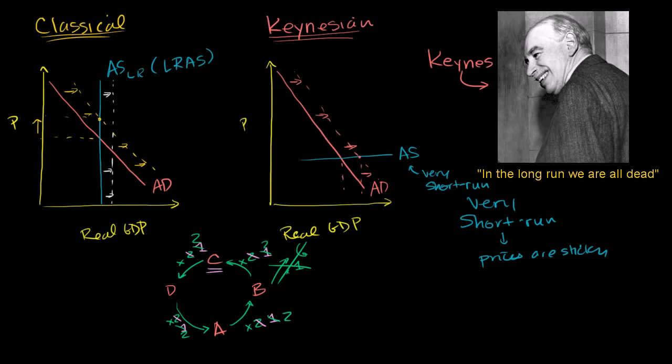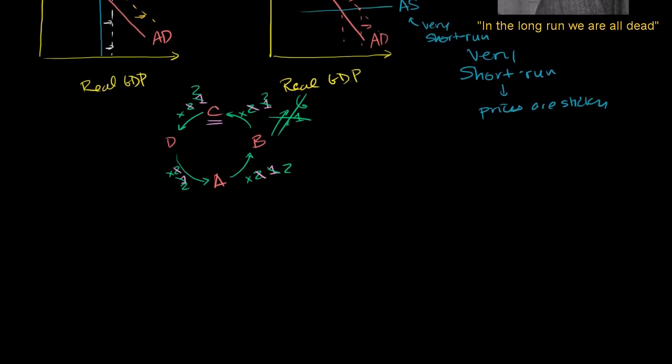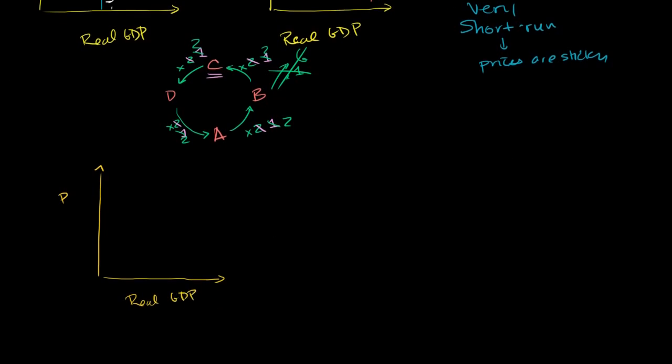Now, the correct answer, as with all things, is probably something in between. Probably a more accurate model is something like this. So let's draw. So this is price. This is real GDP right over here. And we'll still draw our downward sloping aggregate demand curve. And the more accurate thing might look something like this.